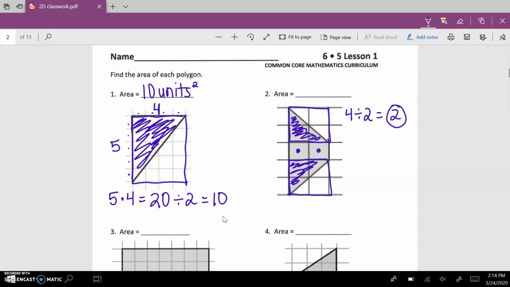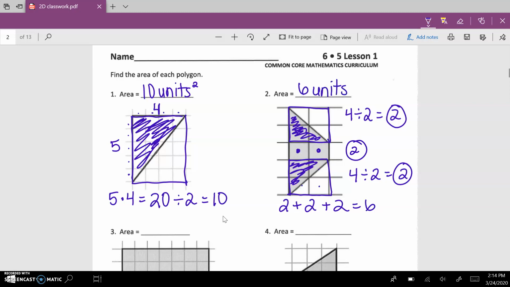My middle section here, I got 1 and 2 boxes here. And then in the bottom, again, I have 4 total boxes. I have to take half of those, which is 2 again. So to find my total, I have to add them all up. So I have 2 plus 2 plus 2, which would give me a total of 6. So 6 units squared.